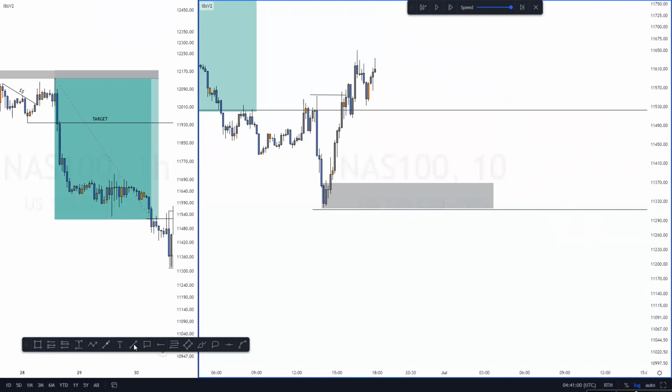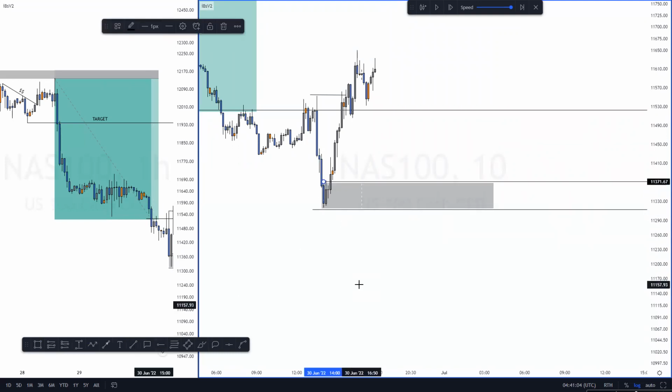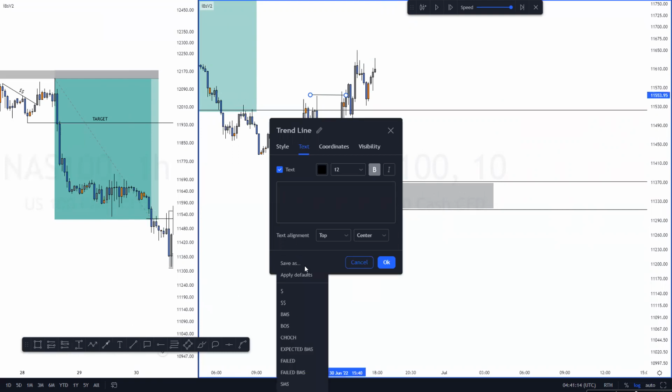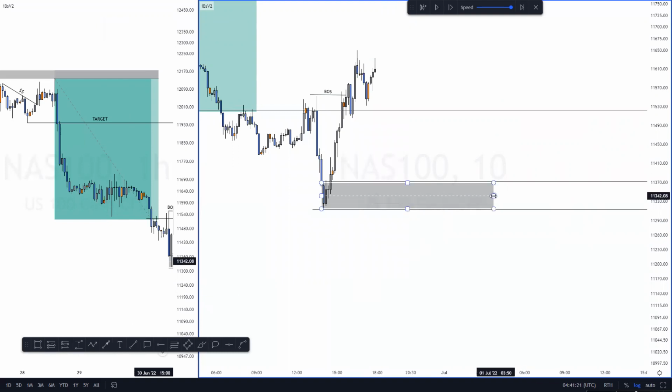So if I'm to show you my entry, somewhere, let's say, yeah. So just mark this as break of market structure. You see, yeah, okay, break of structure. Then through this.